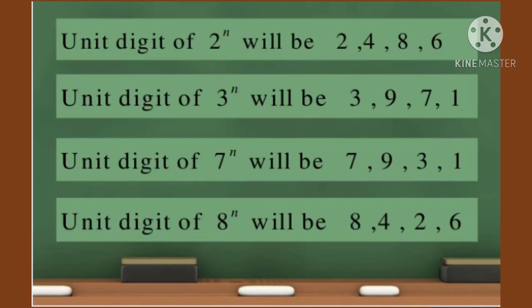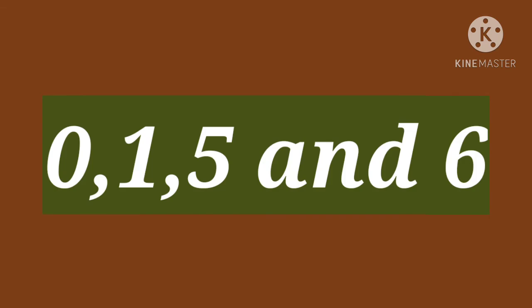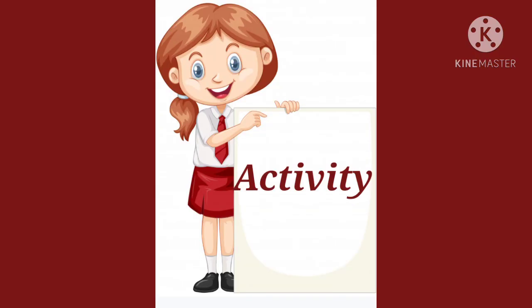The unit digit of 2 power n will be 2, 4, 8, 6. It alternates. The unit digit of 3 power n will be 3, 9, 7, 1. The unit digit of 7 power n will be 7, 9, 3 and 1. The unit digit of 8 power n will be 8, 4, 2 and 6. For the base numbers whose unit digits are 0, 1, 5 and 6, the unit digit of a number corresponding to any positive exponent remains unchanged. Students, do the following activities.